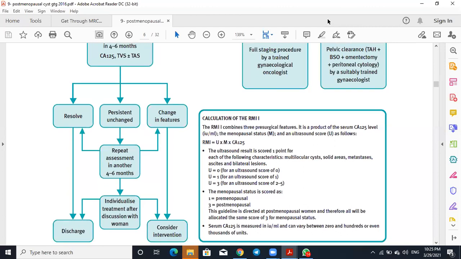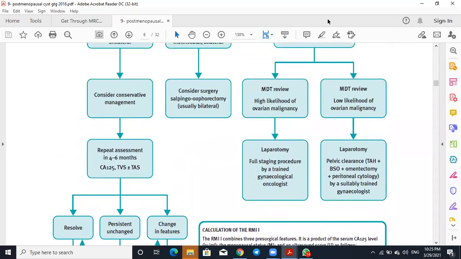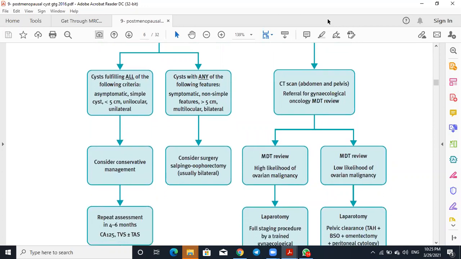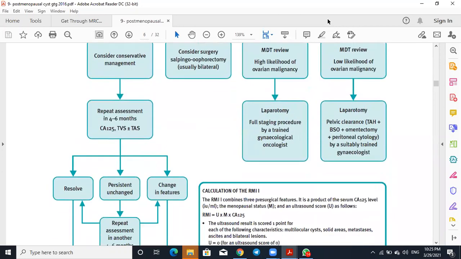Another important point is how to calculate the RMI. RMI is calculated, this is something in the chart. Yes, consider salpingo-oophorectomy, usually bilateral. If you read this, we read it.